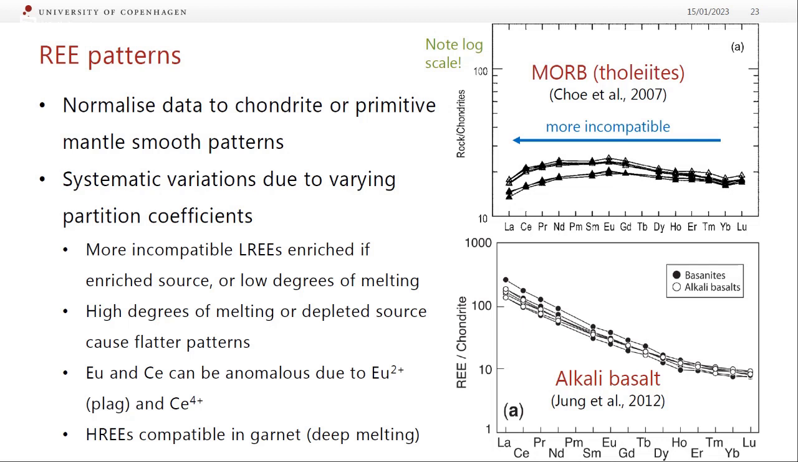The other special behavior is that the heavy rare earths are compatible in garnet. So if we have very deep melting, where the average depth of melting is in the garnet peridotite field, then we will have a lower heavy rare earth to light rare earth ratio. And so this increases the slope of these diagrams.